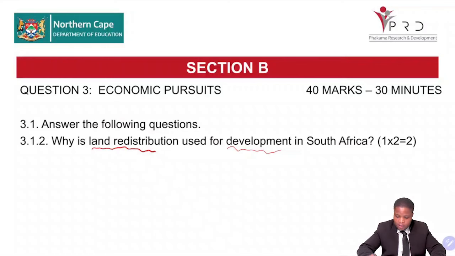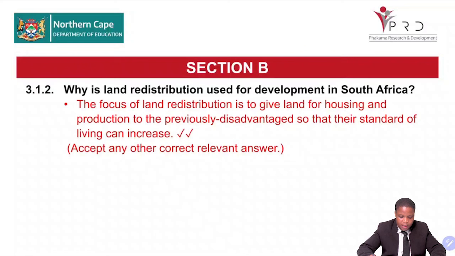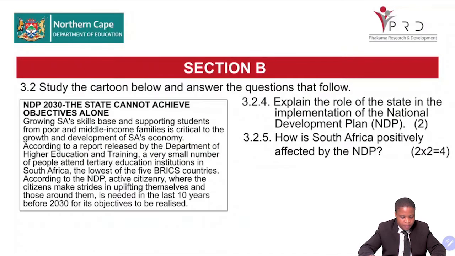Right, grade 12, our 2 minutes is done for discussion. Right, why is land redistribution used for development in South Africa? The focus of land redistribution is to give land for housing and production to the previously disadvantaged so that the standard of living can increase. So it is used as a development. Remember, development means that the standard of living is improving. So land redistribution, they are giving land to those who were previously disadvantaged. If they have land, then the standard of living can also improve. We accept any other relevant response.